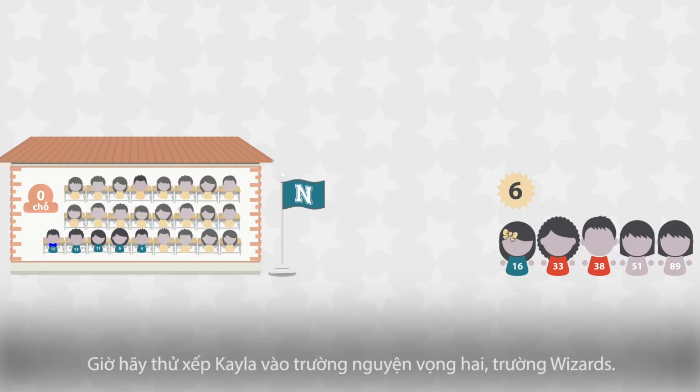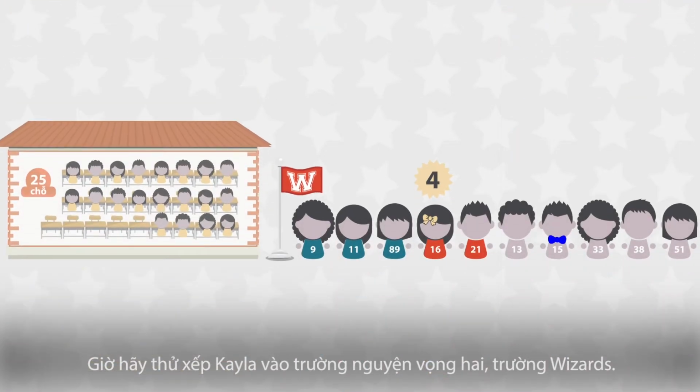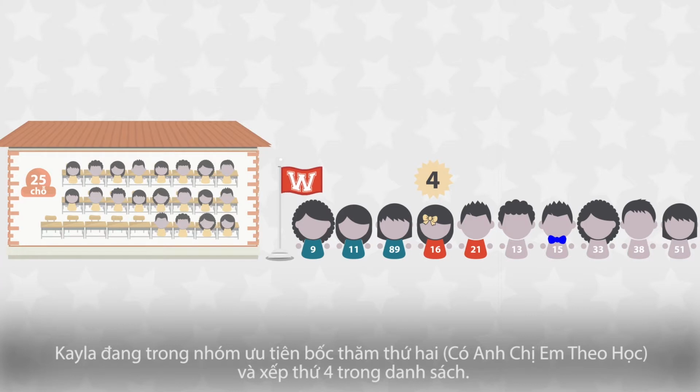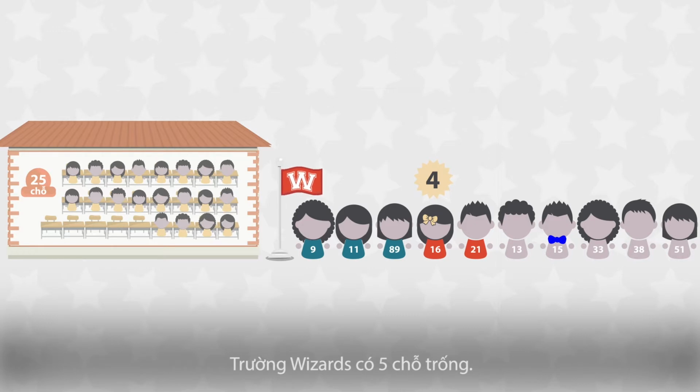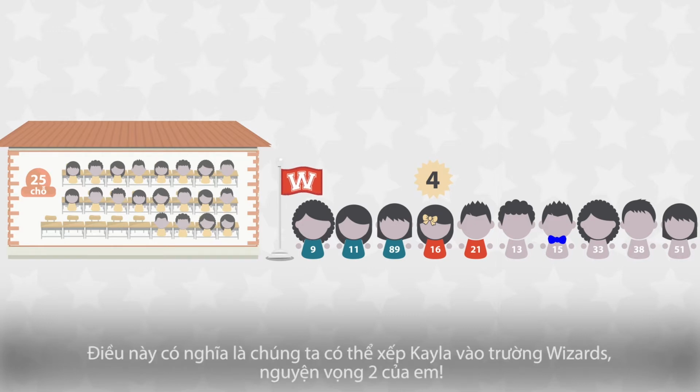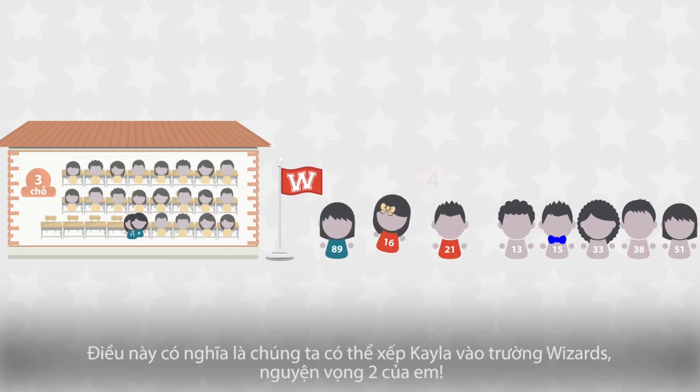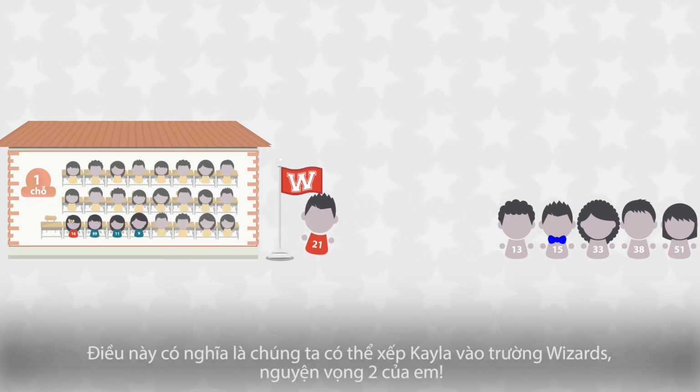Now let's try to place Kayla at her second choice, Wizard School. Kayla is in the second lottery preference group, Sibling attending, and is 4th in line. Wizard School has 5 available seats. This means we can place Kayla at Wizard School, her second choice school.